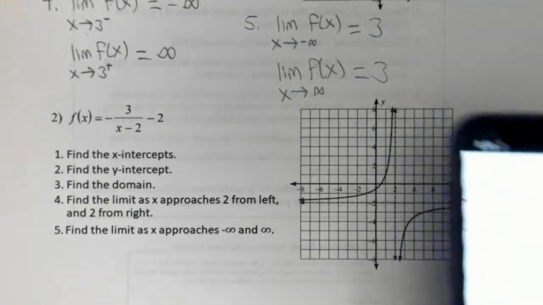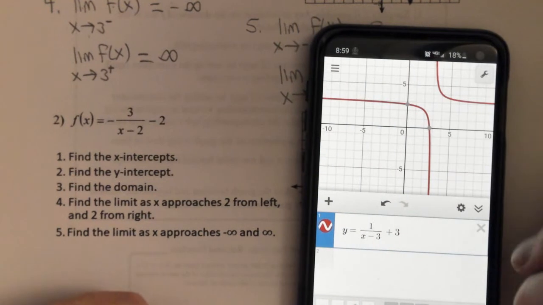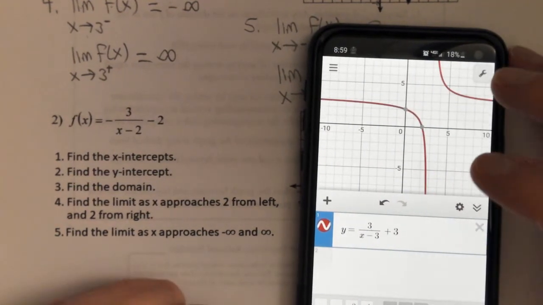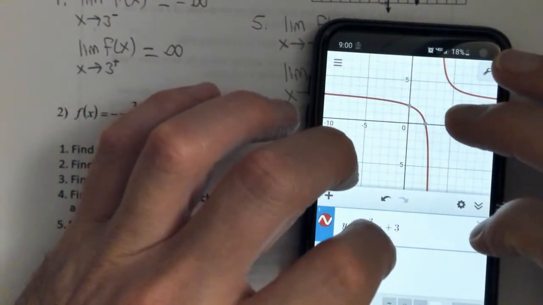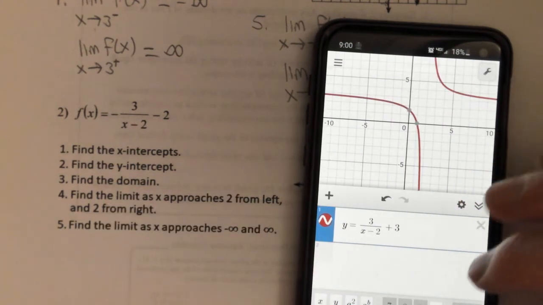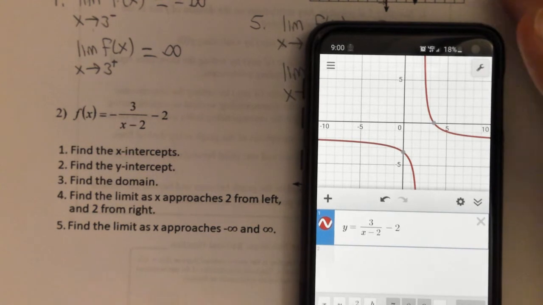So I'm going to come in and I'm going to change the values as necessary here. I'm going to make this a 3 on the top right here. And I'm going to come down below and change this to x minus 2. And I'm going to come out here and change this to a minus 2 on the end. And here's my new graph.